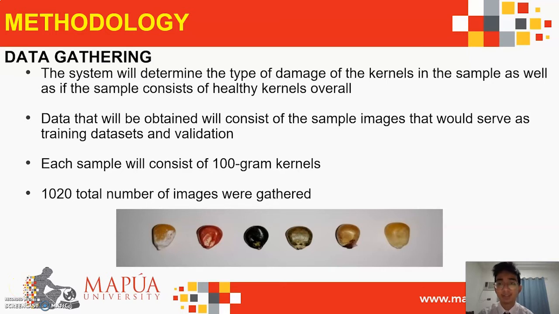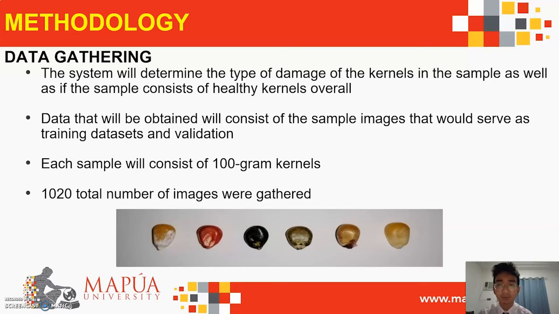Hello, I'm CORLEONE JOREL G. ZALDARRIAGA, and I'll be discussing the methodology part of our thesis. So for the data gathering, first, the system will determine the type of damage of the kernels in the sample, as well as if the sample consists of healthy kernels overall. We have 6 different categories, so the system will determine what type of damage the sample has.